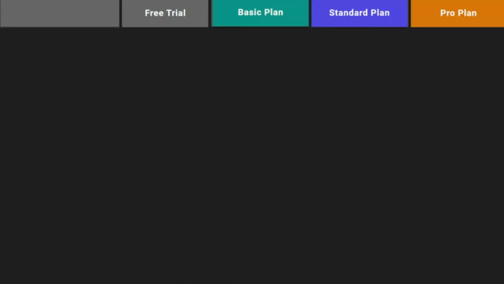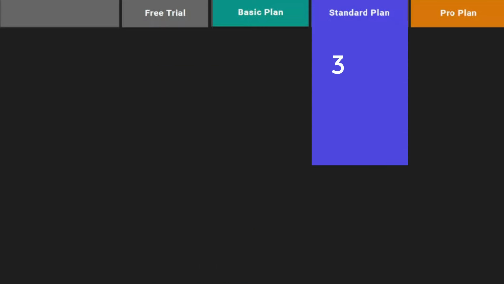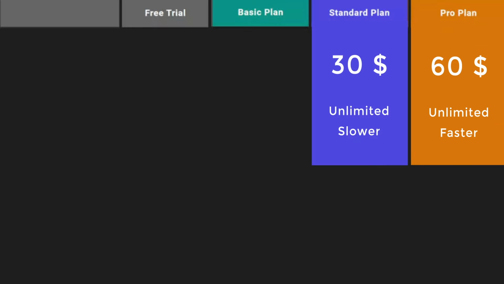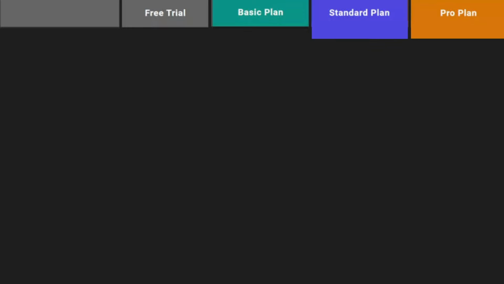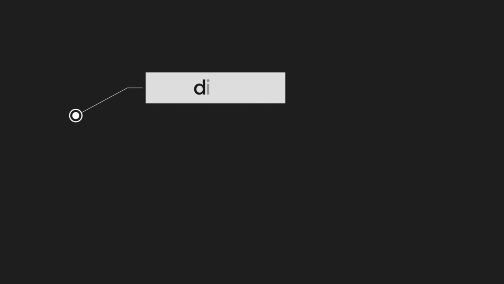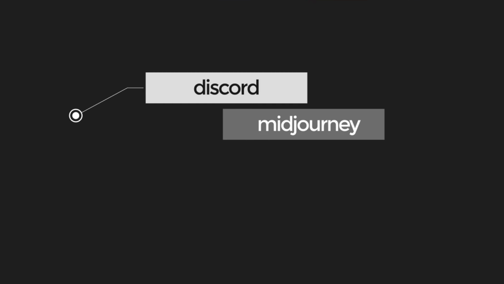So I recommend going for a $30 plan, as this allows you to create unlimited generations. It will be using something called relax mode, which makes the image generation slower. And if you want faster outputs, go for the more expensive plans. So now that you've subscribed to a plan and have a Discord account, let's start with image generation.